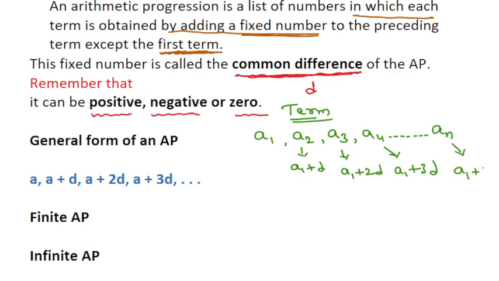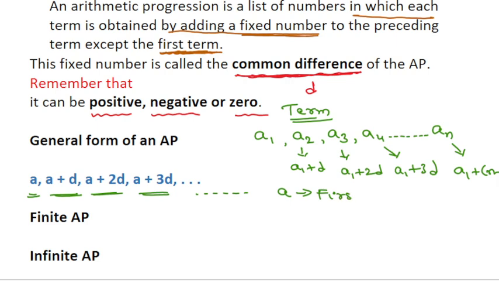An is a1 plus n minus 1 into d. In general, the general form of AP is written as a, that is the first term, comma a plus d, a plus 2d, a plus 3d, and so on. Here a stands for the first term of AP. The first term of AP is generally indicated by a. So the general form of AP is also very important. Remember it: a, a plus d, a plus 2d, a plus 3d, and so on.